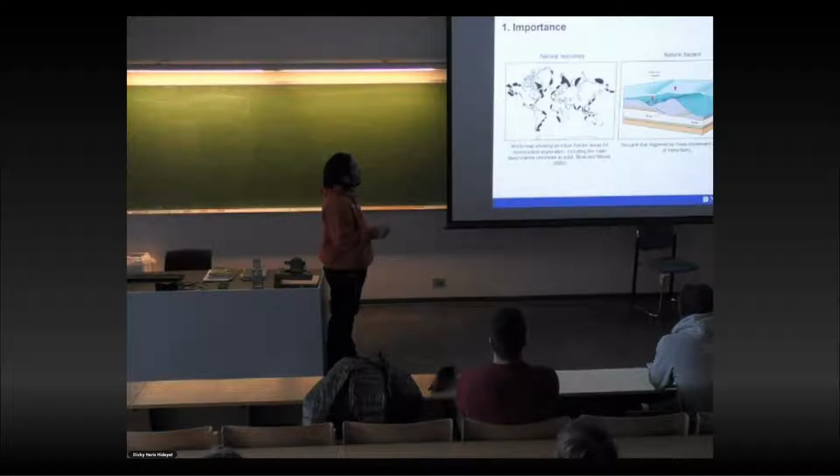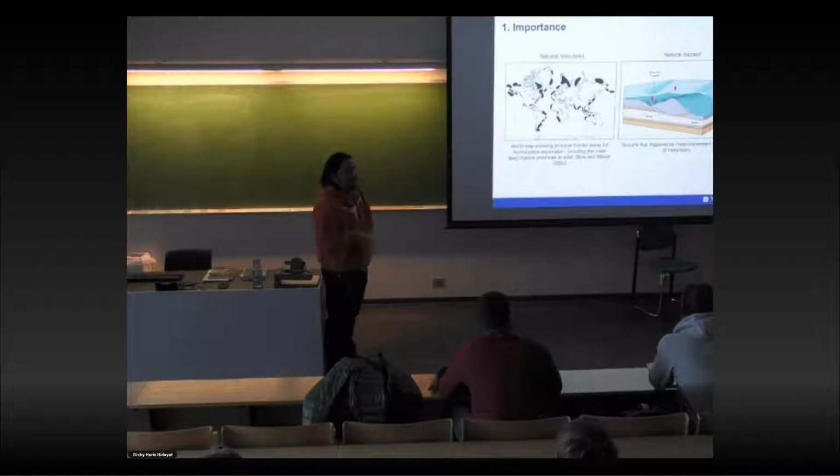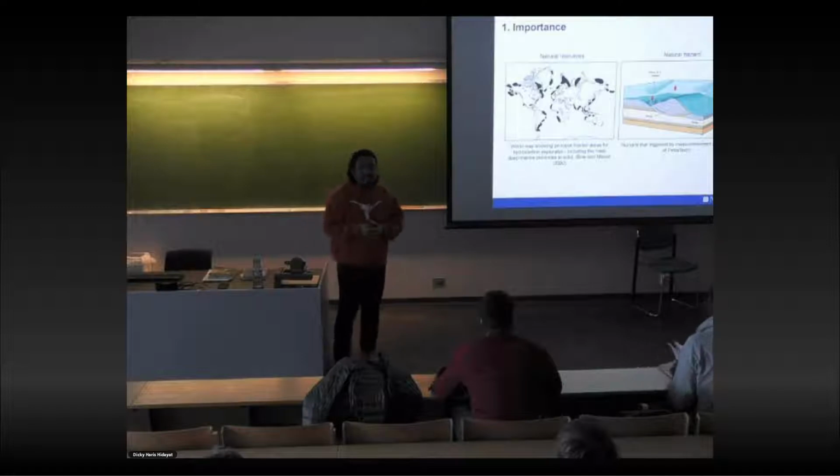The second reason is natural hazards. If you have a slope like this, and you have slope failure, then you have this gliding movement or mass movement that can create a tsunami. So by looking at this deep marine feature, and by monitoring it, you can at least make a prediction of when a tsunami can happen.